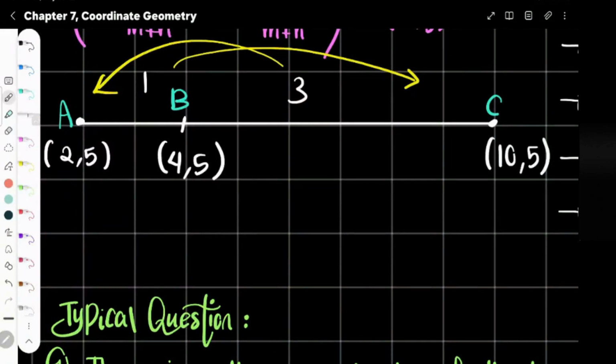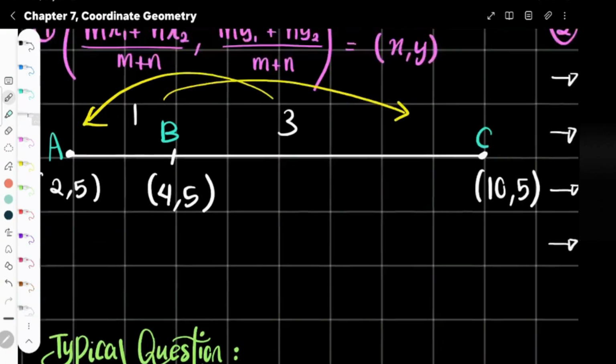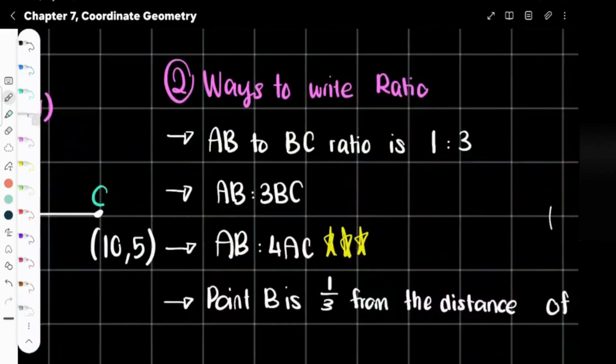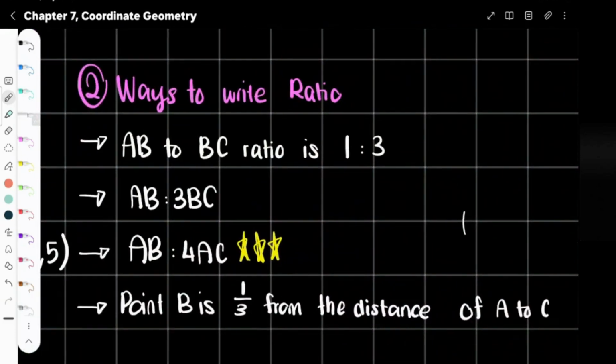But of course, this is very easy, so this won't come out in the exam like this. It's very easy, so they will try to trick you. How? Look here. There are 4 ways that I know of that they can write the ratio.